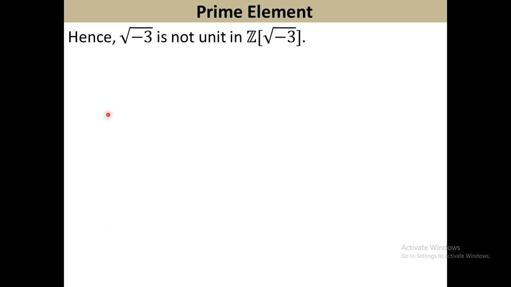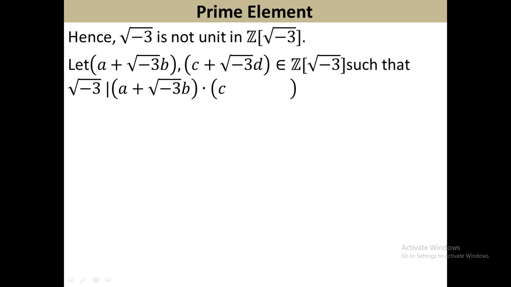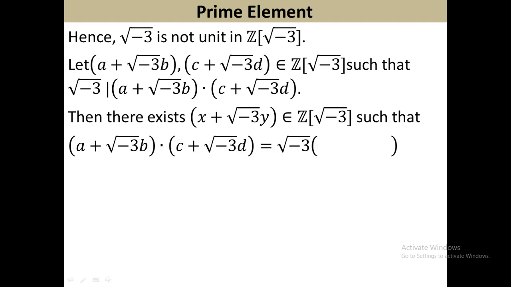Here we take square root of minus 3 divides the product of two elements. Suppose these are two elements, such that square root of minus 3 divides that into that. Clearly A, B are integers. Since square root of minus 3 divides A plus square root of minus 3 B and C plus square root of minus 3 D, therefore this will be square root of minus 3 into some element in Z[√-3]. Then the element is, suppose, x plus square root of minus 3 y, such that this into square root of minus 3 equals the product of those two elements.